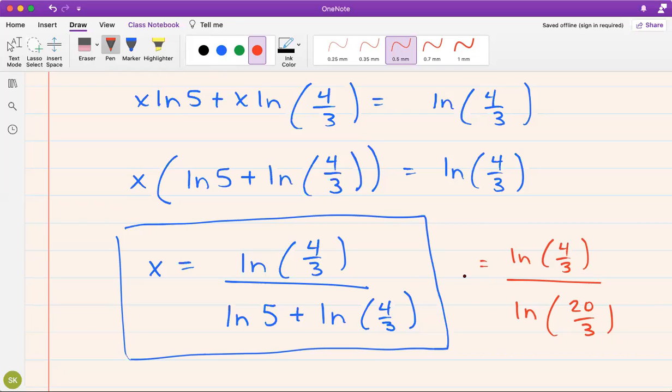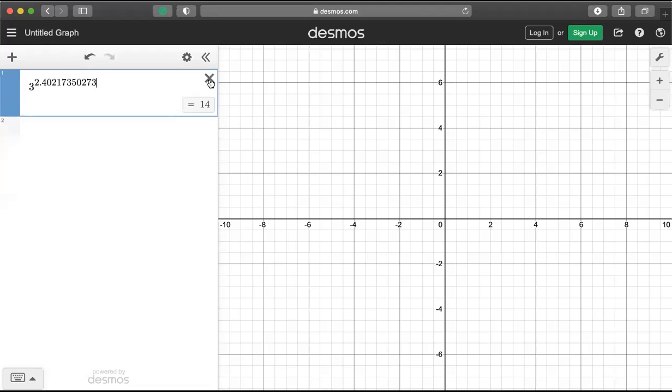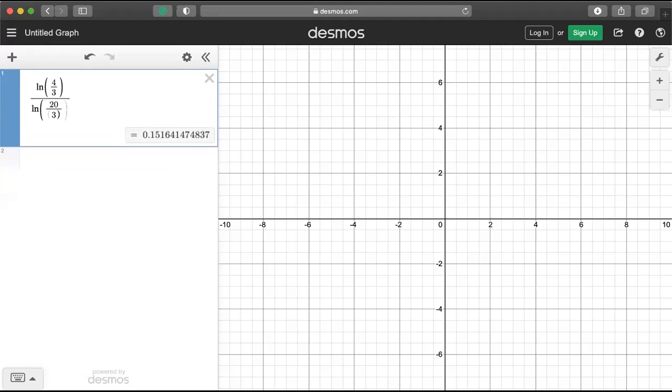Let's figure out a decimal approximation for this. So let me write this down so I don't have to switch back here. 4/3, 20/3. Okay, so let me go over to my graphing calculator. I'm going to put ln 4/3 divided by ln of 20/3. This is about 0.15.